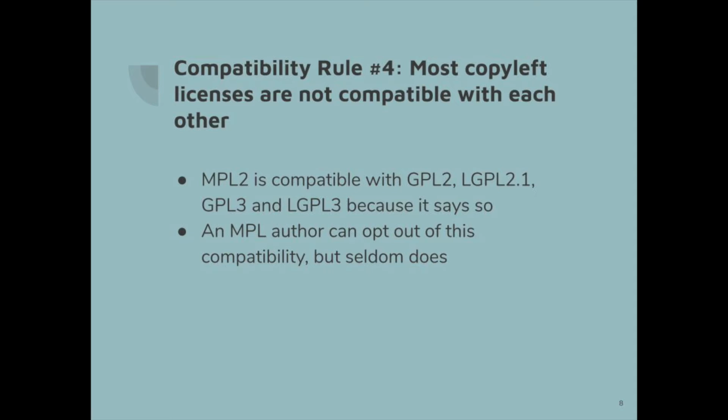The next rule is that most copyleft licenses are not compatible with each other. That's because most copyleft licenses say that you cannot use the code in any way that imposes an additional condition on using the code. And copyleft licenses all have their own conditions. However, Mozilla Public License 2 is compatible with GPL 2, LGPL 2.1, GPL 3, and LGPL 3 simply because it says so. If you take a look at the text of Mozilla Public License 2, you'll see a special provision that says exactly that. An MPL author can opt out of that compatibility, but they very rarely do so.